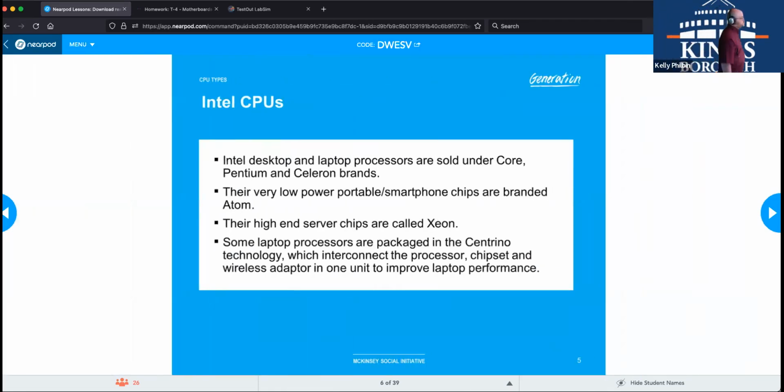So, Intel, they provide desktop and laptop processors, and they're sold under Core, Pentium, and Celeron brands. Do you need to know all the different types of chips they have out there? No, but if you see one of these 3, Core, Pentium, or Celeron, it should instantly guide you to Intel. They're very low power, portable smartphone chips are called Atoms. And then they have extremely high server chips called Xeon.